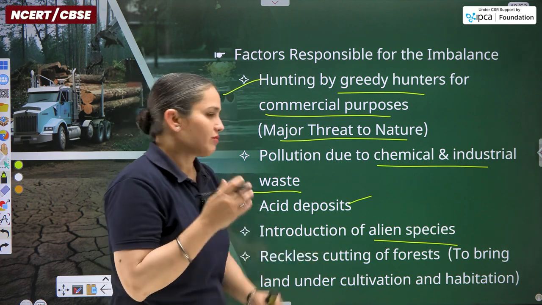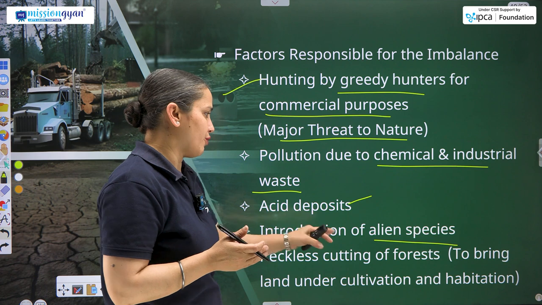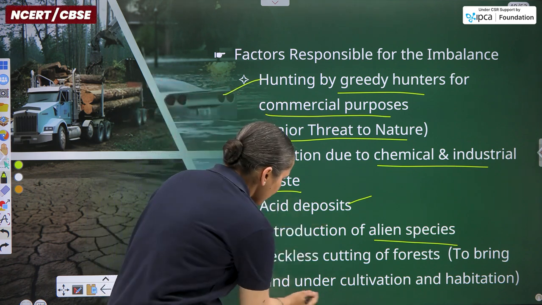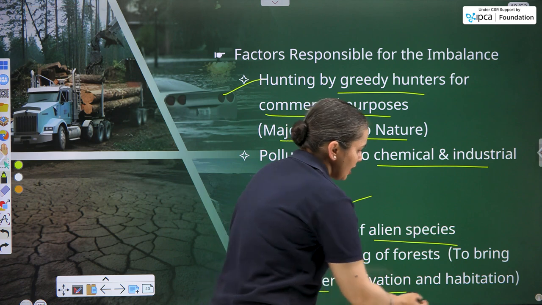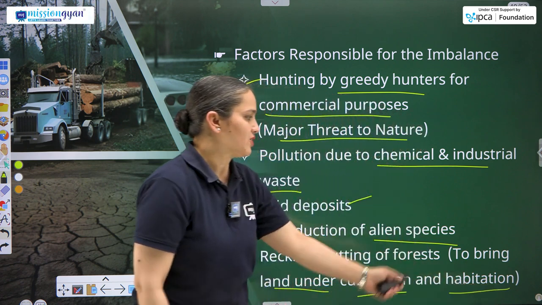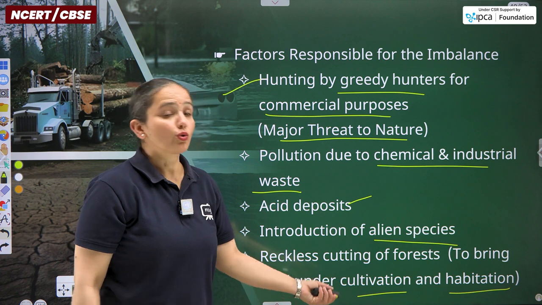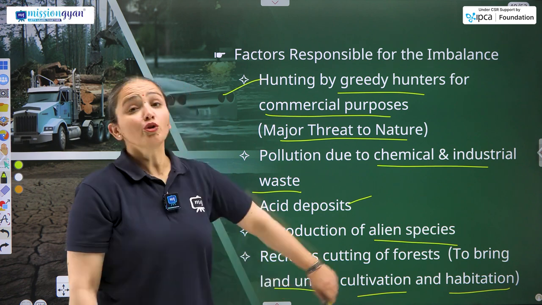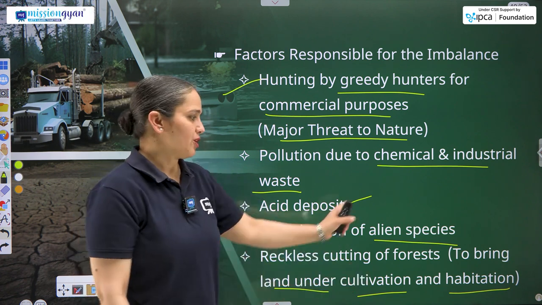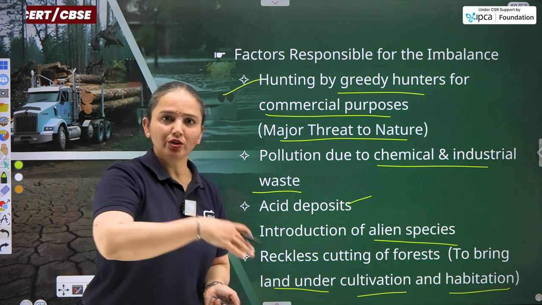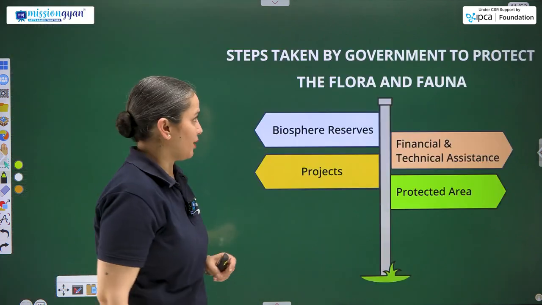Then reckless, frequent cutting of forests, what is called deforestation, to bring land under cultivation and habitation, for agriculture to meet the demand of the growing population, along with the habitation part, the residential needs of the growing population.